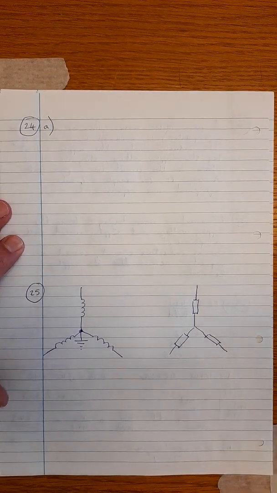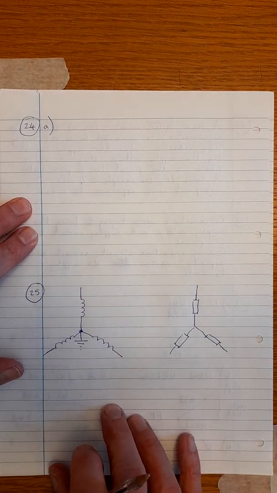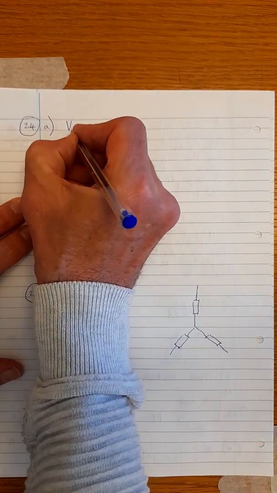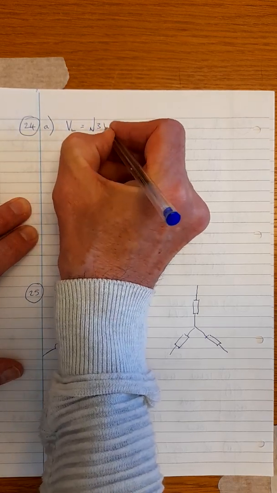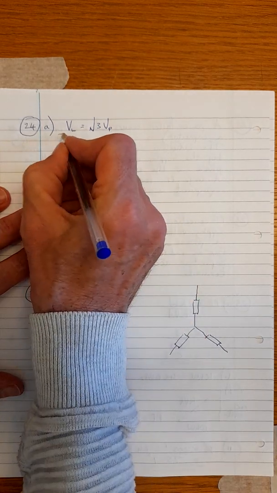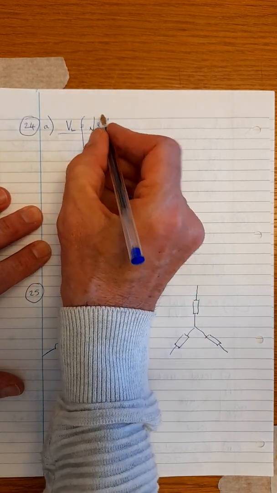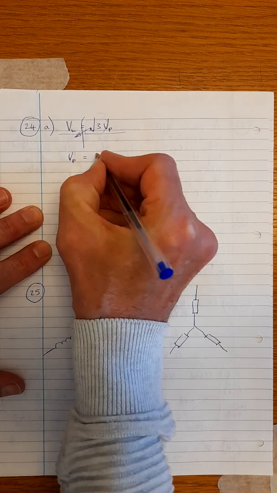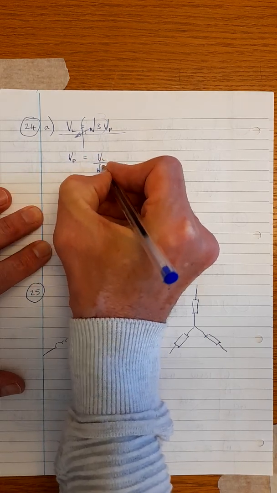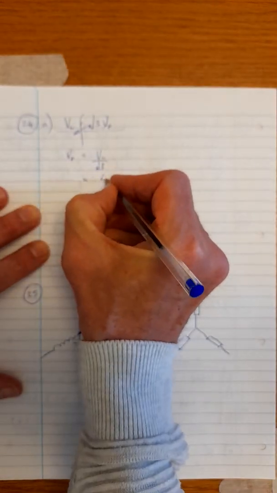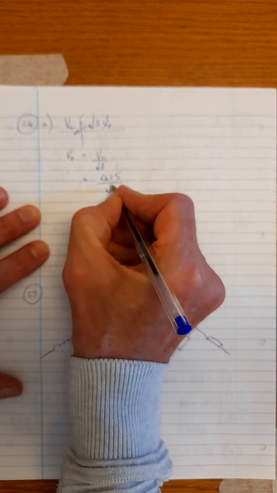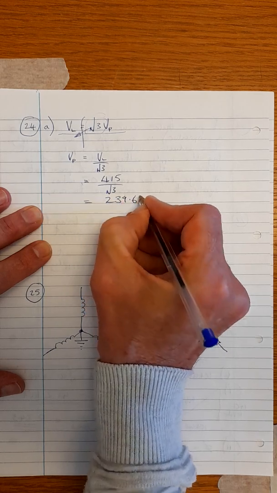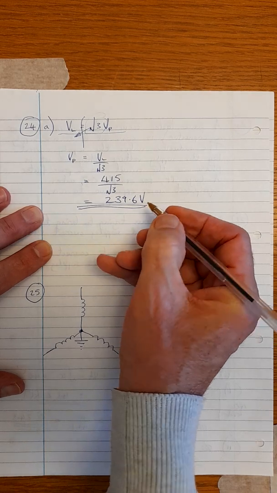Right, so 24 is about a star-connected transformer. You've got a line voltage of 415 volts. What's the phase voltage? The formula you need, VL equals root 3 VP. You're going to transpose it. VP is what you want, leave it there. Move the root 3 under there. So VP equals VL over square root of 3. Put your numbers in. 415 over root 3 equals 239.6, which some of you may recognize as about 240 volts.